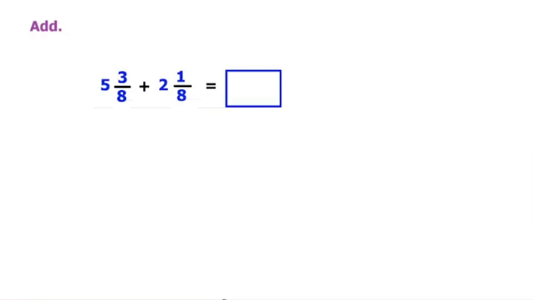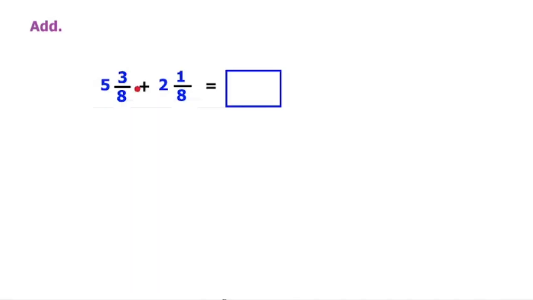In this video, we're going to add some fractions, but these fractions are a little bit different. They're called mixed fractions, and they have whole numbers as well as fractions together. So if we have a problem like this that says add 5 3/8 plus 2 1/8, what does that equal?